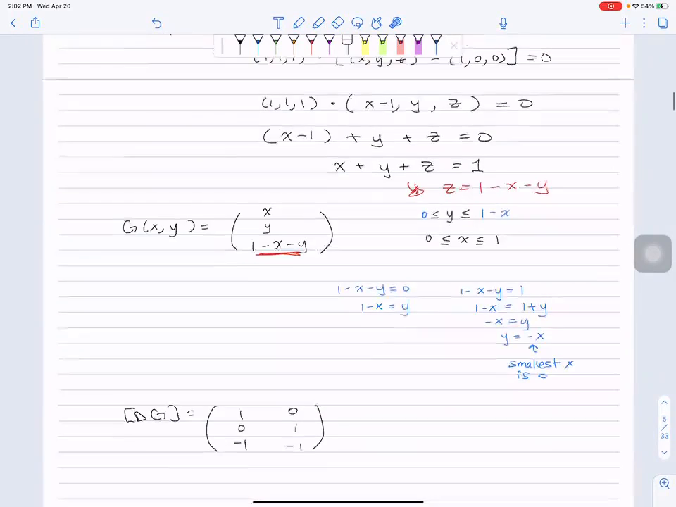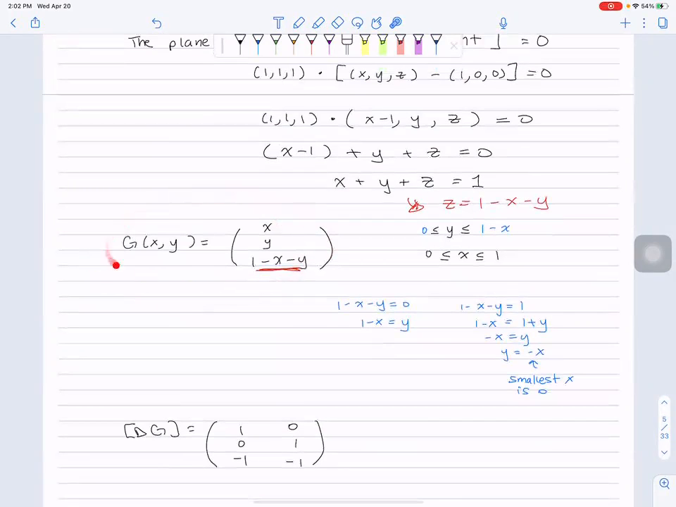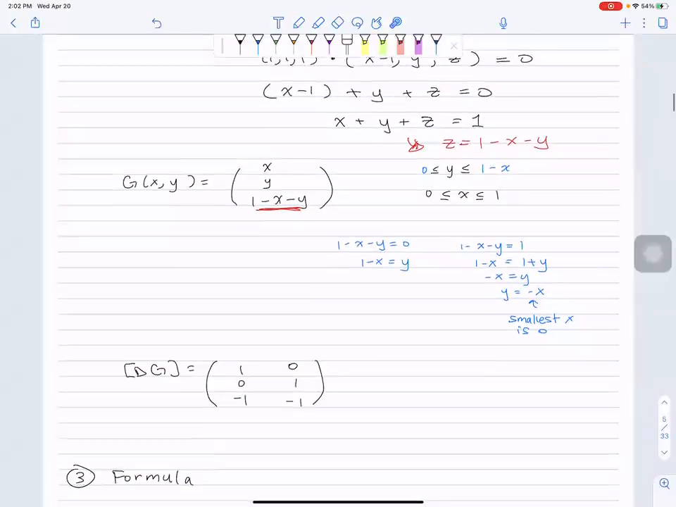Okay, so now we have our parameterization G, and what else do we need in our formula? We're going to need the Jacobian matrix, or the derivative. If I take the derivative of G, the first column is going to be the partials with respect to x. So I have 1, 0, -1. Partial with respect to y gives me 0, 1, and -1. So now I have my parameterization, and I have my derivative matrix.